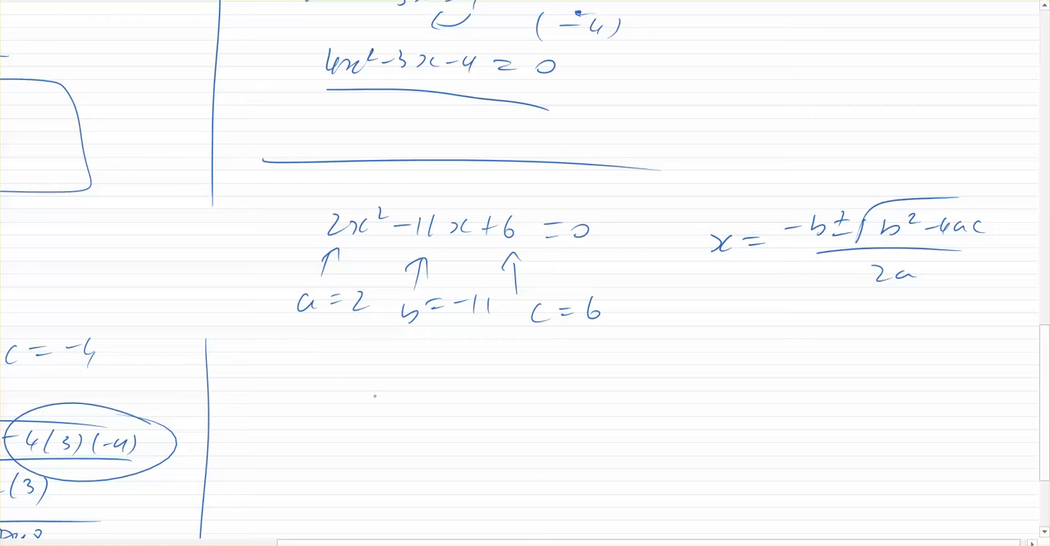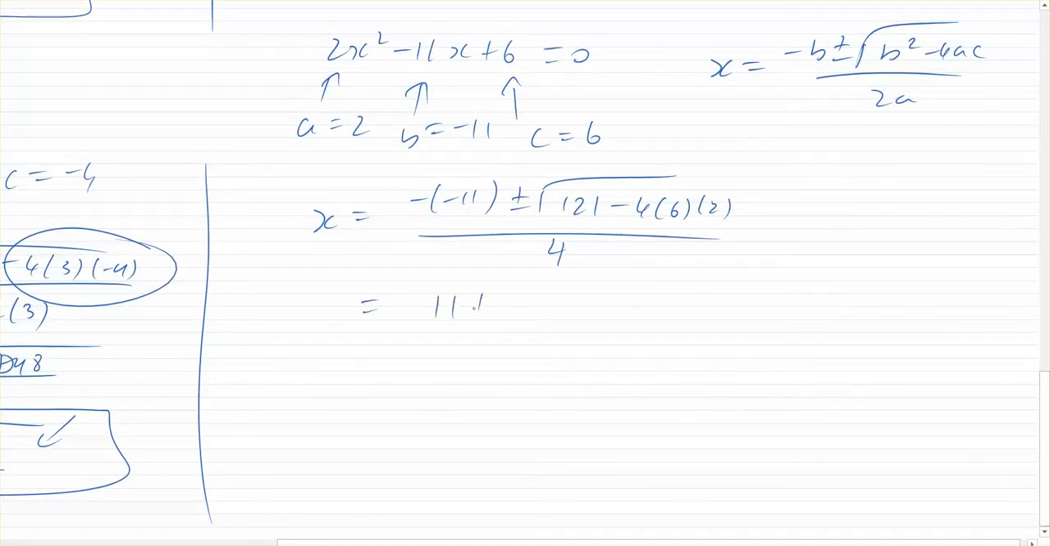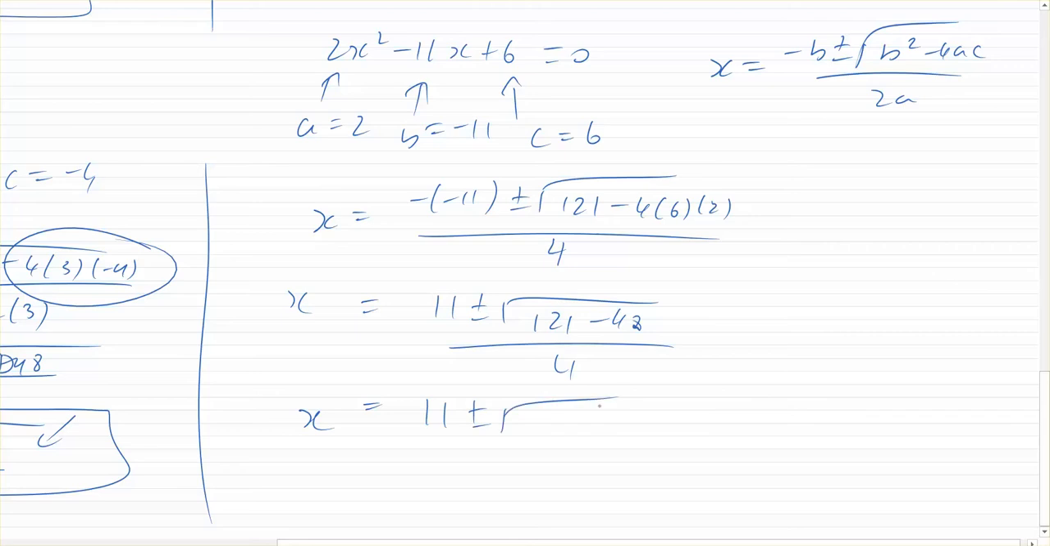So x equals minus b, minus -11, plus or minus the square root of b squared. 11 squared is 121, minus 4 times 6 times 2, all over 2a, which is 4. So 11 plus or minus the square root of 121, and 6 fours are 24, 24 times 2 is 48, so minus 48, over 4. So we get 11 plus or minus the square root of 121 minus 48.